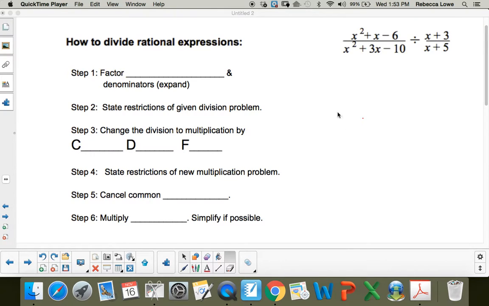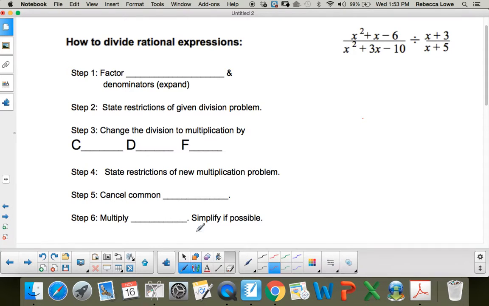This is our second video of lesson 2, rational expressions, equations, and functions. We're talking about multiplying and dividing rationals. In the first video, we talked about multiplying, and we now are going to do dividing. Dividing just adds one more step. It also adds a few more restrictions possibly.